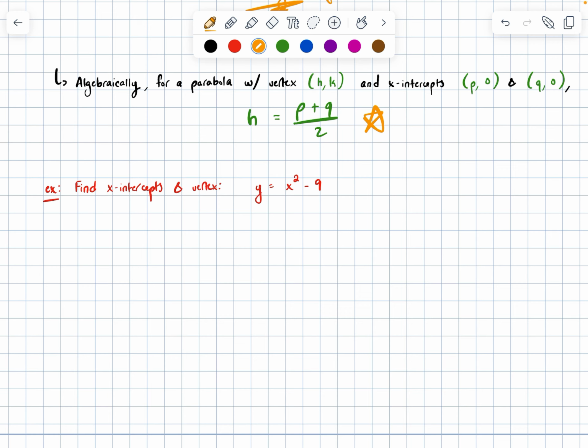Very nice. With this idea in mind, having just discovered this relationship, you should now be able to find not just the intercepts, but the vertex of this equation, y equals x squared minus 9. Take 2 minutes, pause the video, find me those x-intercepts, and use them to get me that vertex. Go.